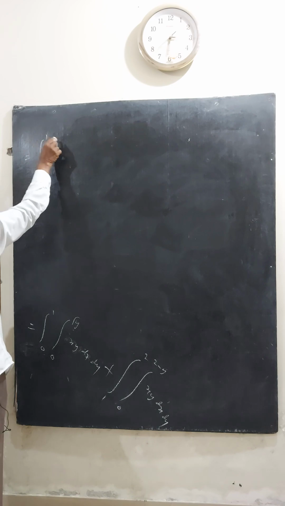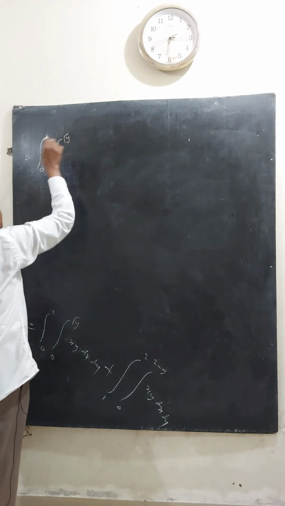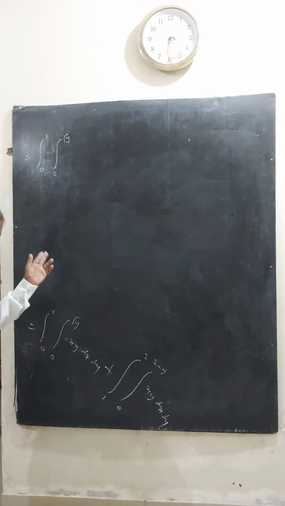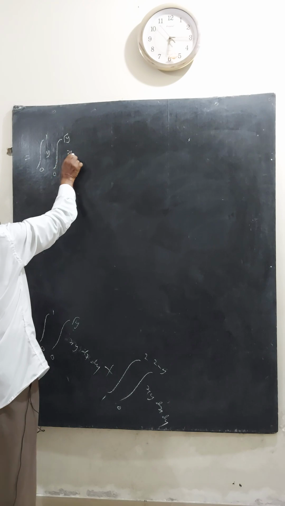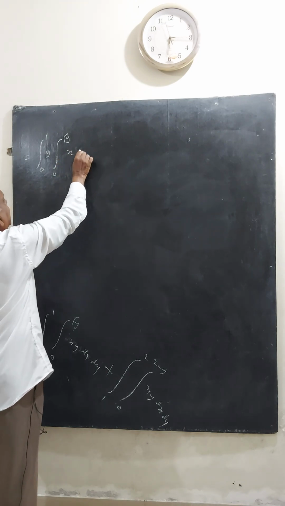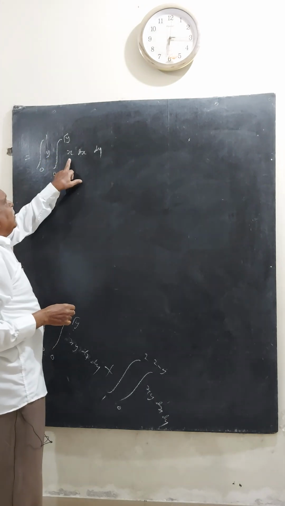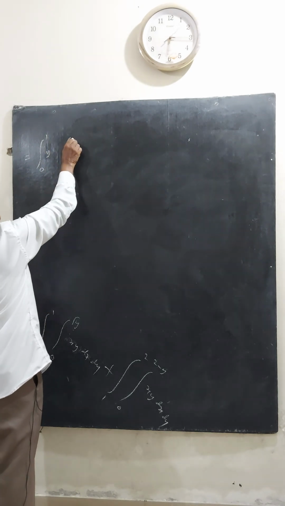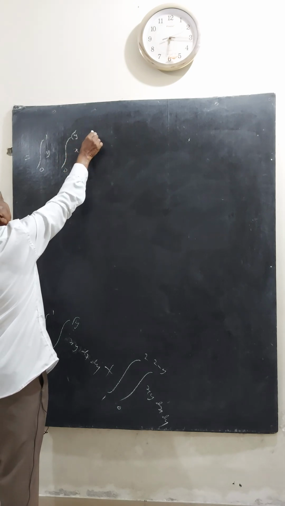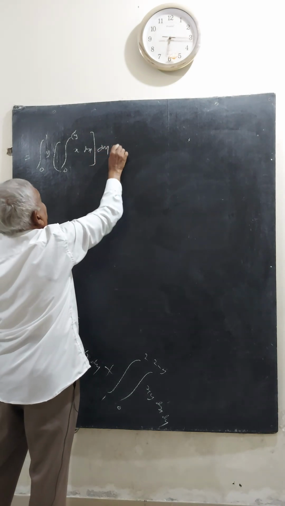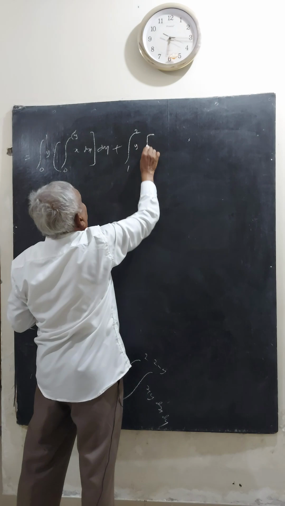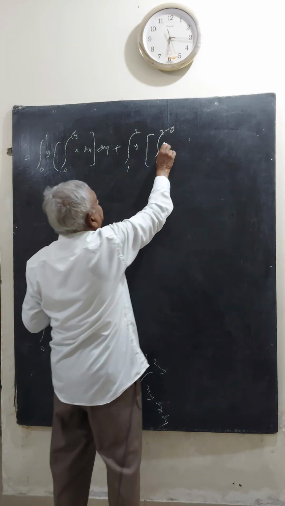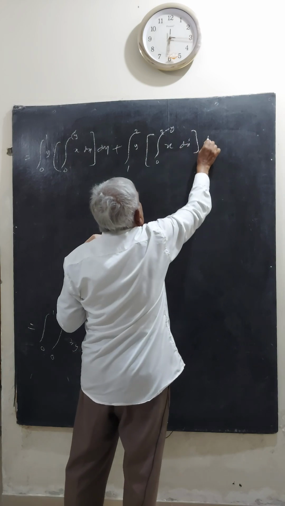Equal to 0 to 1, 0 to root y, we are integrating with respect to x only. If limits are in y, the y belongs to the outside, therefore y comes out. Y times x dx dy. If limits are in y, we have to integrate with respect to x only. Let us separate this. 0 to root y, x dx dy. Similarly, 1 to 2, y is taken out, limit 0 to 2 minus y, x dx dy.